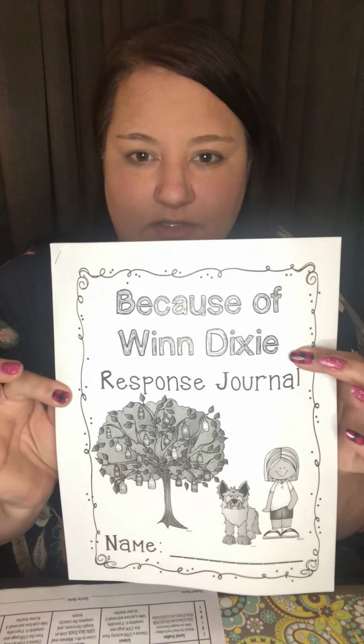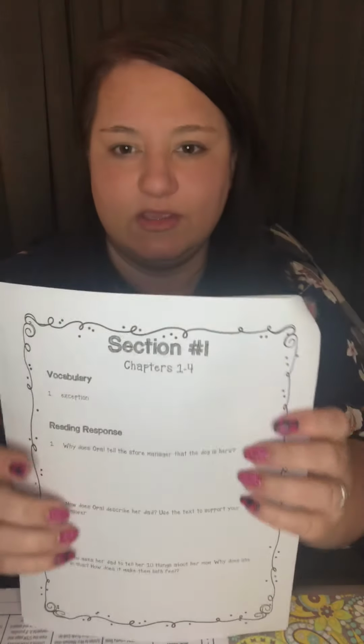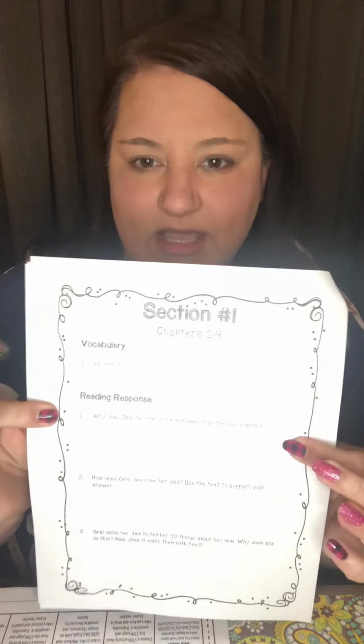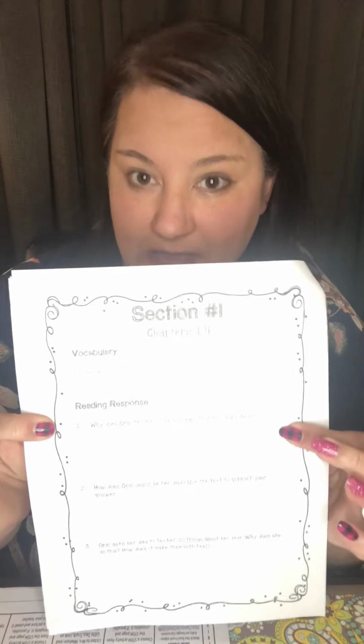Today is a reading day, so on your directions it says, because of Winn-Dixie, do the section 1 page in your response journal. Write a paragraph summary of chapters 1 through 4. In your response journal, you're going to turn to section 1, which is for the chapters that you should have read on Monday, and you're going to do this page.